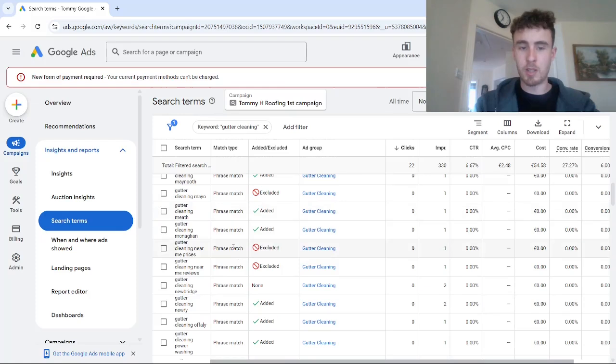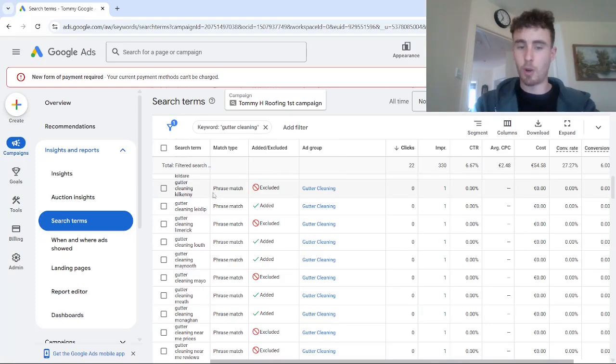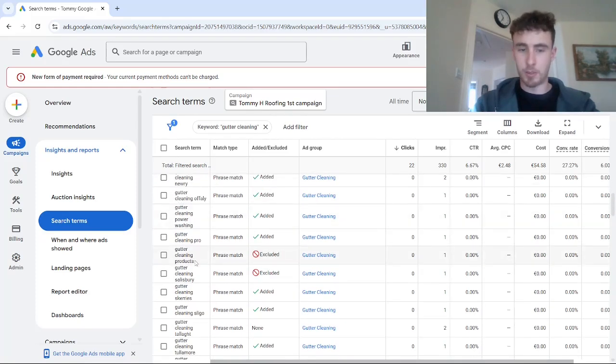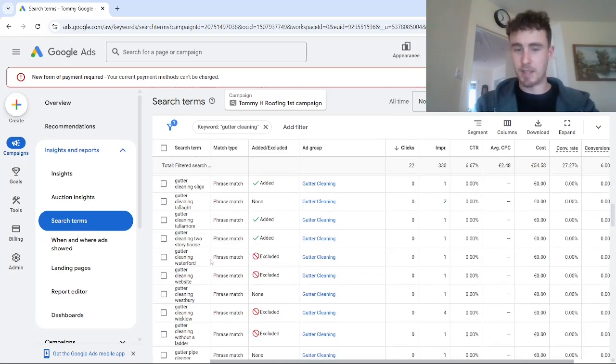And here, for example, we had searches that mentioned prices, which we didn't want to appear for, and things like other locations that the company wasn't targeting, or things like gutter cleaning products, so things that indicate the person might be looking to do the job themselves. So they're all related to gutter cleaning, so it includes the meaning of the keyword but doesn't mean the exact same thing as the keyword.